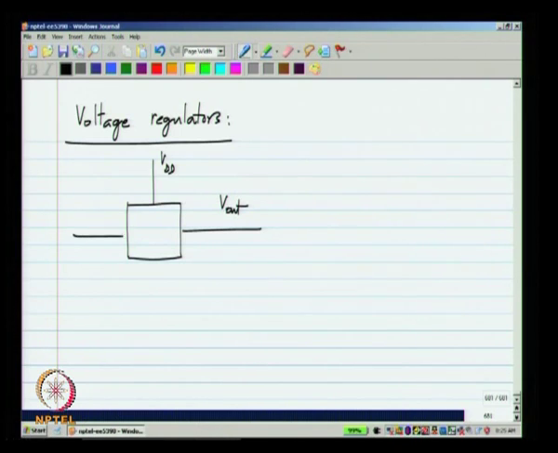Now, this will need a reference because this by itself will not be able to hold the voltage accurately. So, it will usually use the band gap reference, which we have already discussed. And it will be connected to a load which I will model using a current source IL.